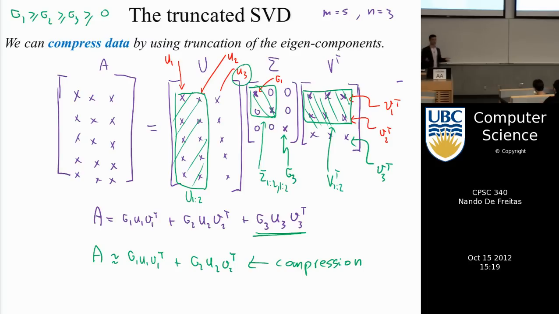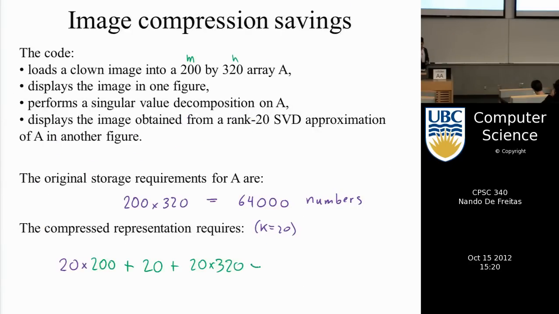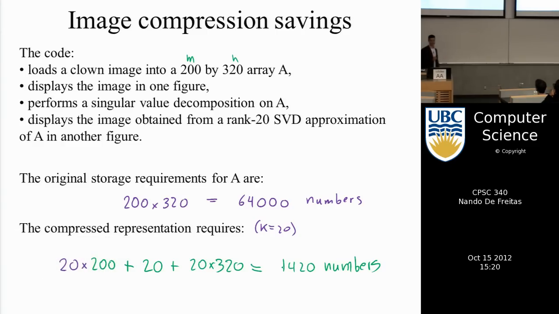For the clown, I need 200 by 20, 20, and 20 by 320. And if we add this all up, what do we get? Does anyone have a calculator and can give me a number? 1,420. Hang on, no, they were right before. Oh, it was 10,000. 10,000 for 20? Yeah.